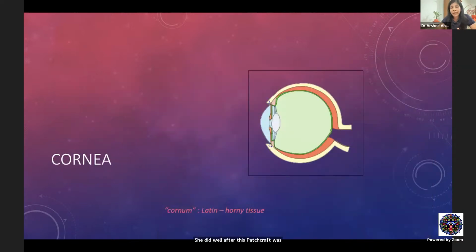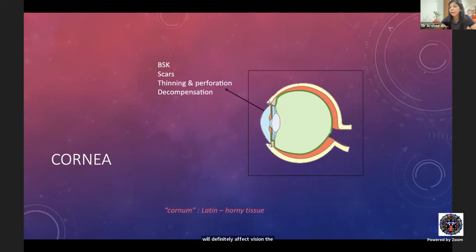She did well after this patch graft was done. So next, moving to the next structure, we come to the cornea now. The cornea is the transparent avascular structure which forms the anterior 1/6 of the eyeball. The cornea, as we know, is avascular, highly transparent, and one of the first structures in the eyeball where the eye refracts. So any abnormality in the corneal tissue secondary to uveitis will definitely affect vision. The cornea does bear the brunt in many acute and chronic uveitic conditions.